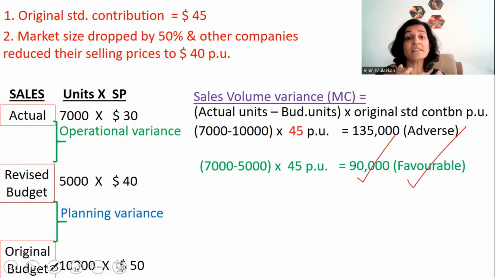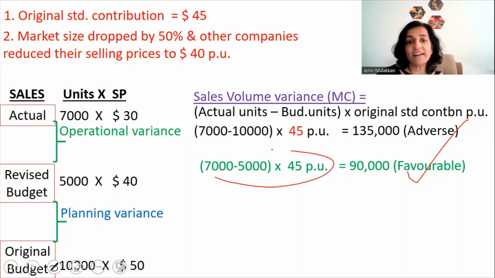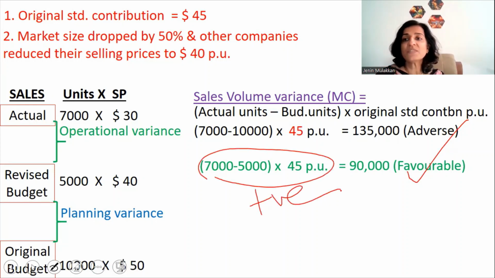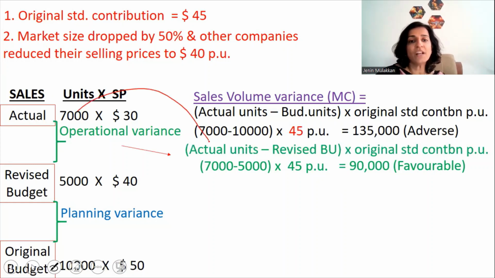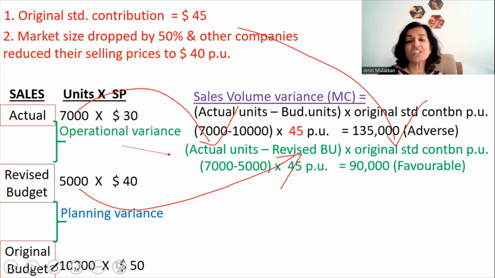And why is it a favorable variance? Because when we adjusted the COVID drop in demand, the revised budget is only 5,000 units, but the sales department achieved a sales of 7,000 units, which is much above the revised budget. And hence, there is a favorable variance. Even if you look at the formula, we have ended up with a positive balance. And hence, we can confirm that it is a favorable variance. Now, if you have to write this as a formula, it is actual units minus the revised budgeted units multiplied by the original standard contribution per unit.